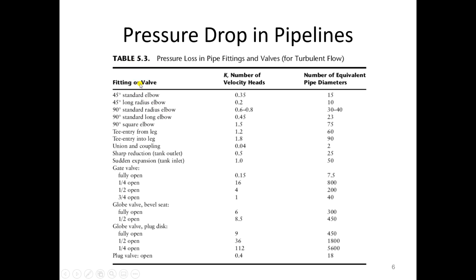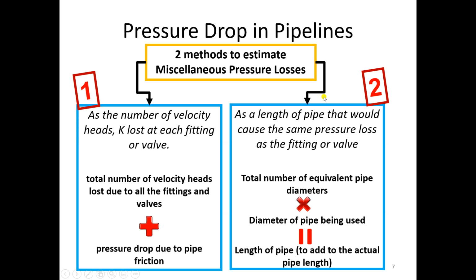So you have the fittings and valves in the list here, and all these values for K, which is the number of velocity heads. Later you will use this in the calculations. And the next column here is the number of equivalent pipe diameters. Okay, so this one is the list. So we have two methods to estimate the miscellaneous pressure losses in the pipeline.